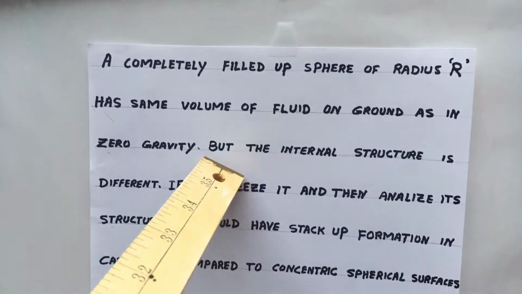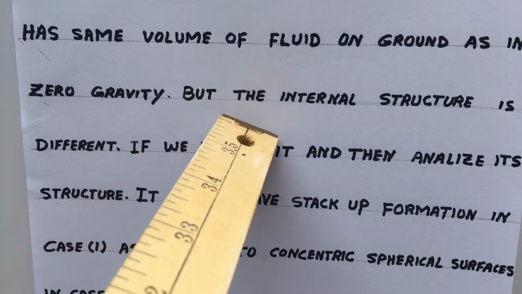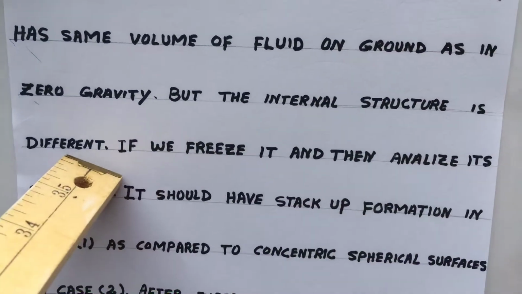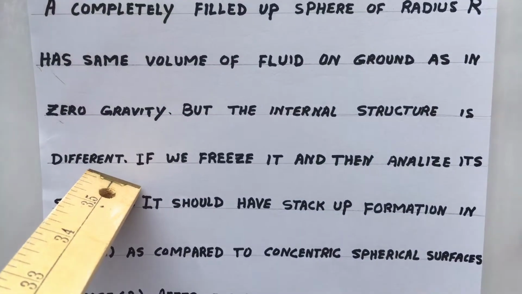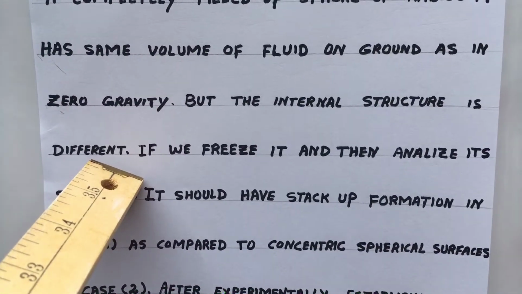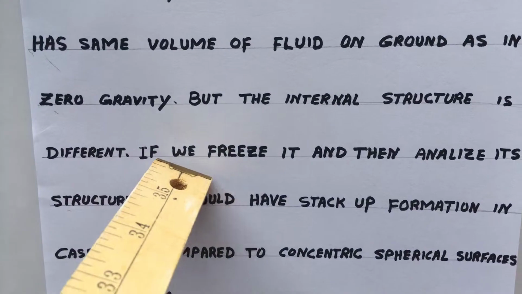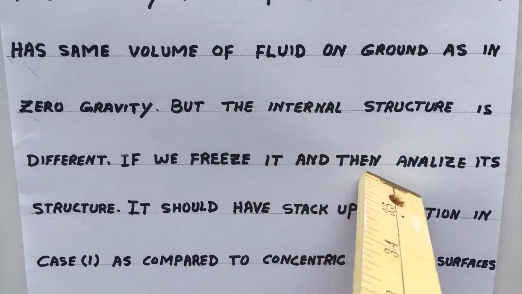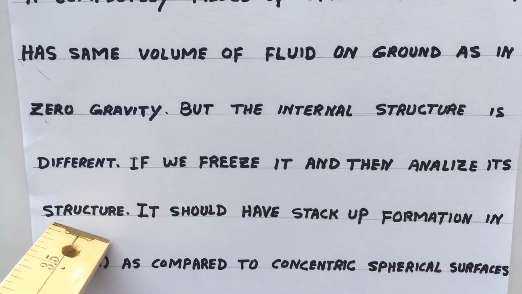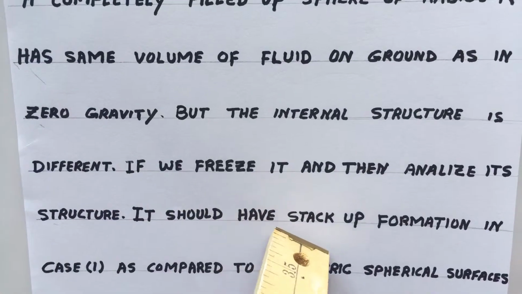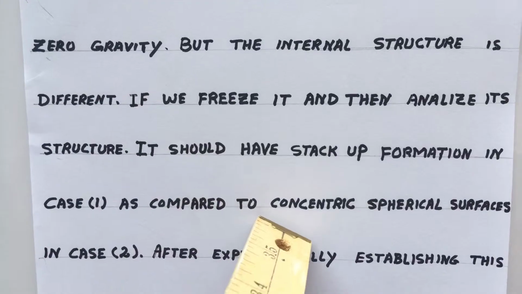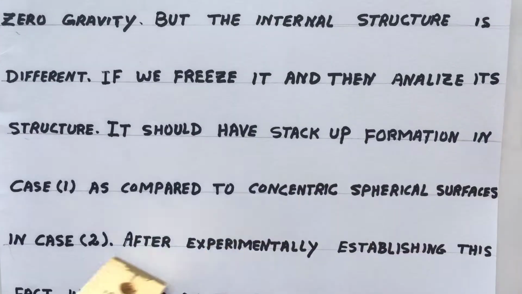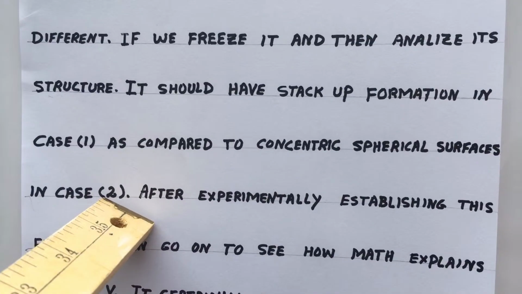But there is a difference. The internal structure is different. So, how the fluid is structurally arranged within itself is different. If we freeze it and then analyze its structure, it should have a stacked formation in case 1 as compared to concentric spherical surfaces in case 2.